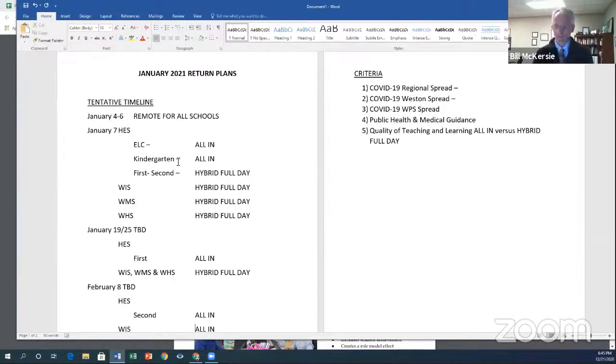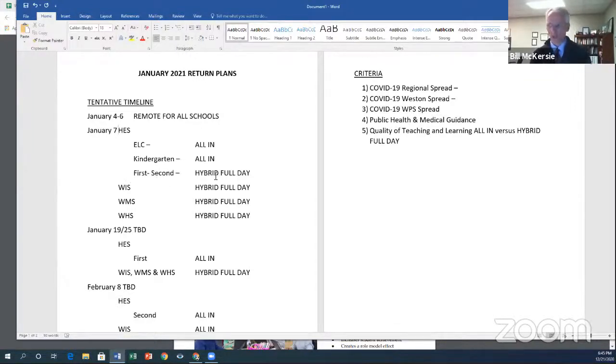Patty picked up from a few parents that when they heard the 7th, they thought the 7th was when we were back. But no, we're in on the 4th, 5th, and 6th via remote. As of the 7th, and excuse some of the layout issues here, Hurlbut will have, and the details are going to follow from Laura and Tracy, but ELC would be all in as of the 7th. Kindergarten would be all in as of the 7th.